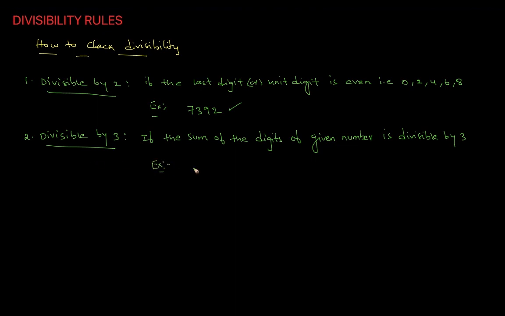For example, 6393. This is the number given. 6 plus 3, 9, 9 plus 9, 18, 18 plus 3, 21. So 21 is divisible by 3, so this number is also divisible by 3. Clear? Right.